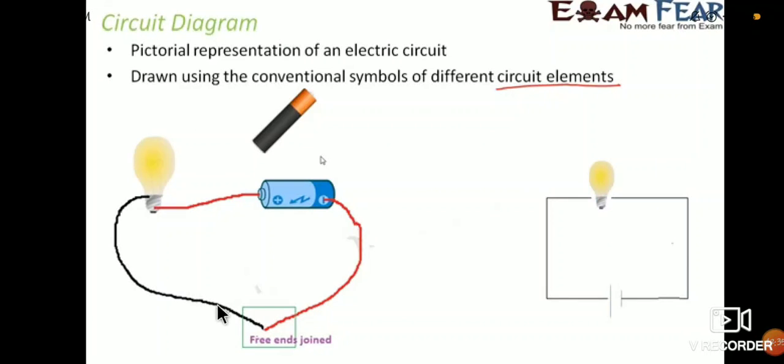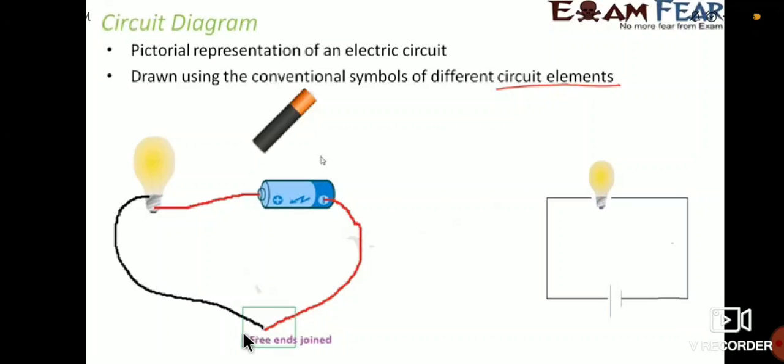Circuit diagram. This is a simple diagram. This is a circuit diagram. See here, it is a picture representation of an electric circuit, drawn using the conventional symbols of different circuit elements. We use conventional symbols, that means symbols for bulb, cell, wire, and also switch.